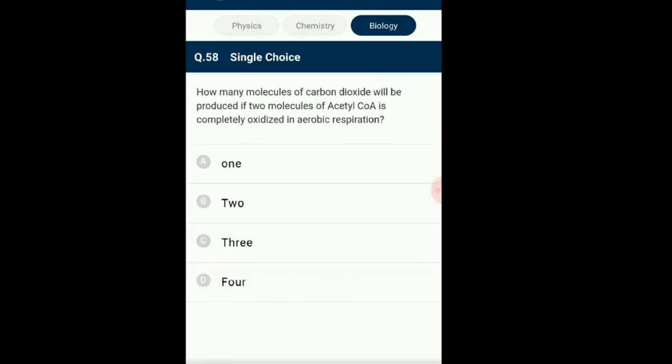Question number 58. How many molecules of carbon dioxide will be produced if two molecules of acetyl-CoA are completely oxidized in aerobic respiration? Acetyl-CoA is a two-carbon compound. Thus, when it is oxidized in the matrix of mitochondria, it produces two molecules of carbon dioxide. Thus, for oxidation of two molecules of acetyl-CoA in aerobic respiration, 4 molecules of carbon dioxide are produced. So the answer is option D, 4.